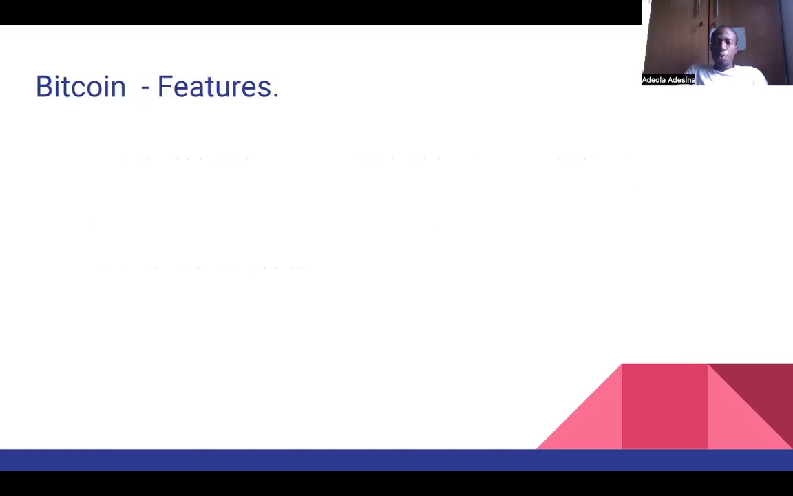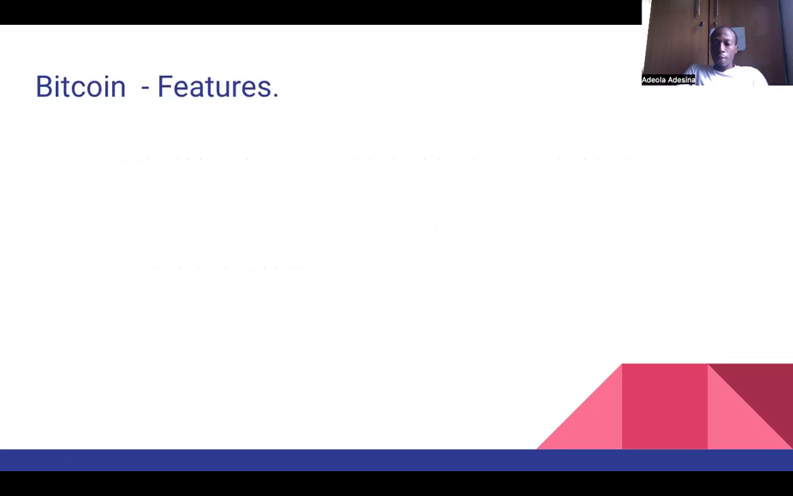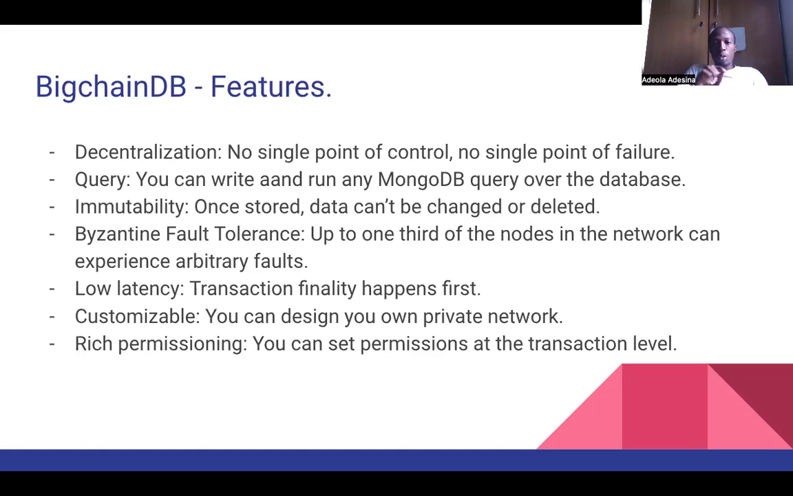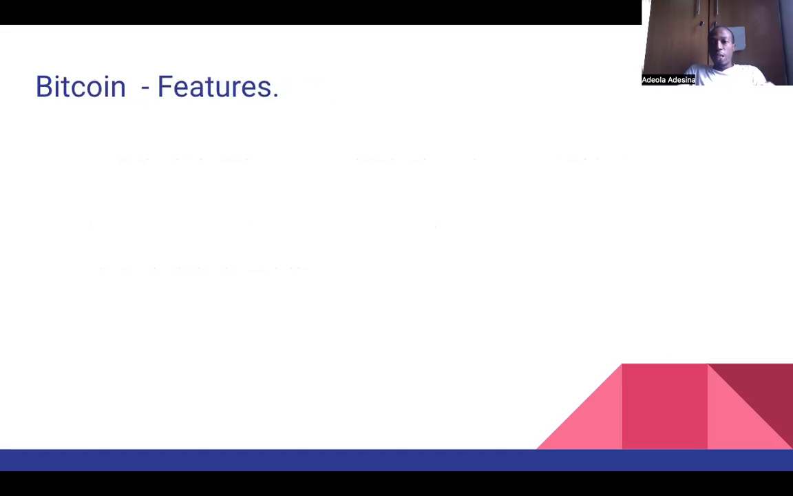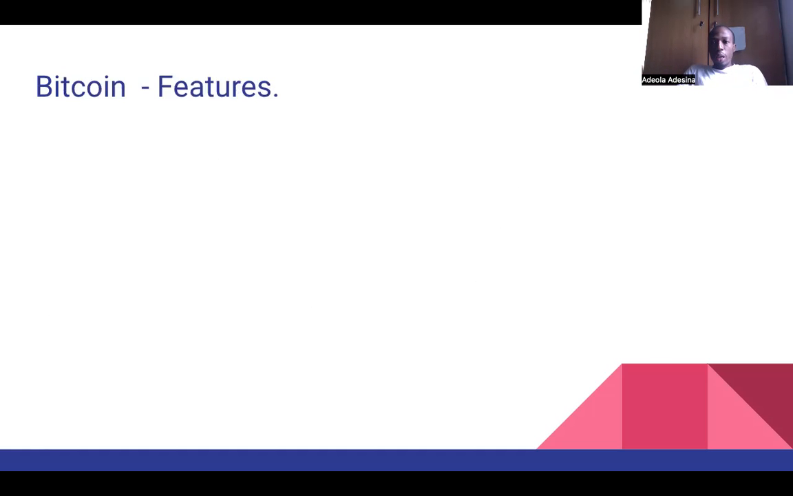Now, the beautiful thing about this is that every feature that BigchainDB has, Bitcoin also has. So let's go back. Decentralization, no single point of control, no single point of failure, is the same thing for Bitcoin. Bitcoin is also a blockchain where there are thousands of nodes controlled by thousands of miners, such that no one is in control. And before a transaction can be confirmed, every node needs to confirm that transaction, such that everyone is putting eyes on what everyone is doing and no one can game the system. So that's decentralization. Query means that I can query the Bitcoin ledger at any point in time.